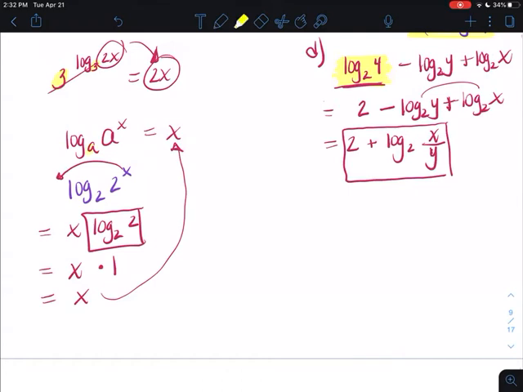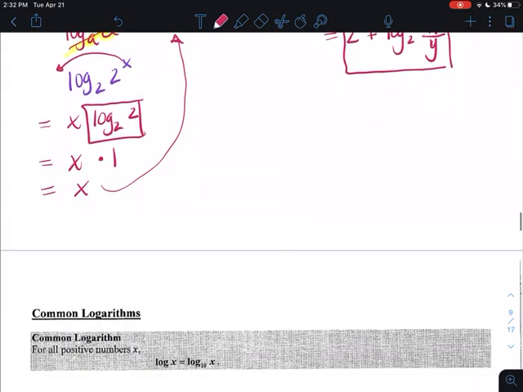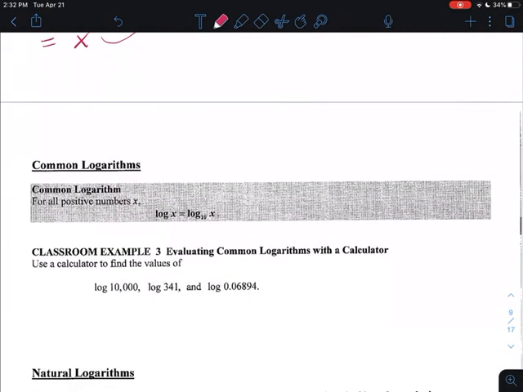So basically, whenever you see log base a, and then what you have beside it is a base of another exponent, they cancel each other out, and then you're just left with whatever's here, x. All right, so just a property you may run into.